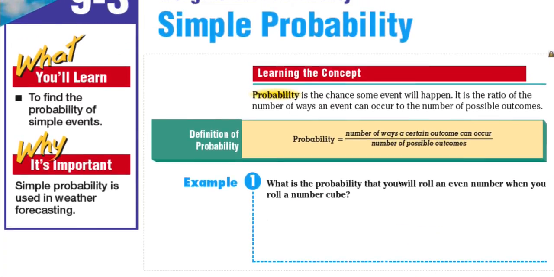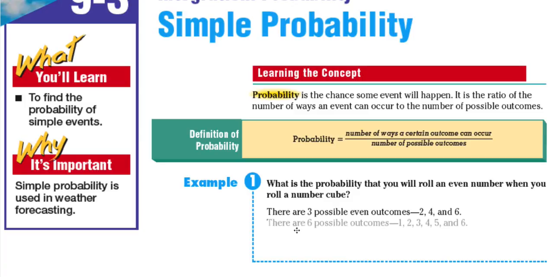What is the probability that you will roll an even number when you roll a number cube? A number cube is nothing more than a die. Okay, so let's take a look at how we analyze a problem. There are 3 possible even outcomes in a die: 2, 4, and 6. And there are 6 possible outcomes: 1, 2, 3, 4, 5, and 6. So using the formula for probability, the number of ways a certain outcome can occur, which is 3, over the number of possible outcomes, which is 6, will give you 3 over 6, or 1/2.